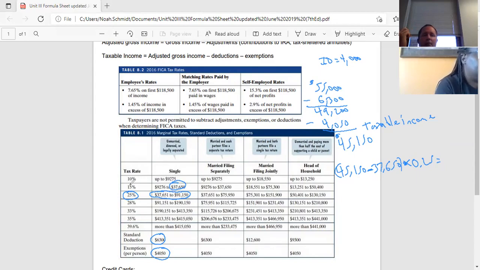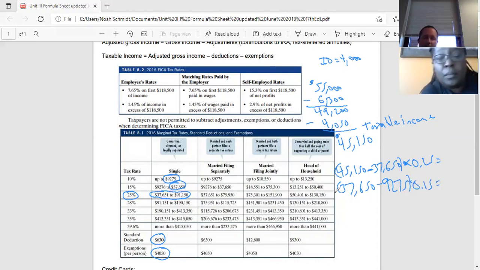Then anything from the 10% bracket, which is 9275, up to the upper end of the 15% bracket is going to be taxed at 15%. So we go from the upper end of the 15% bracket, which is 37,650, subtract off the upper end of the 10% bracket, which is 9275, and that's going to be taxed at 15%, so multiply by 0.15. And so there's that total. And then last, everything up to 9275 is taxed at 10%. So that's 9275 times 0.1, and that's going to be the total there.